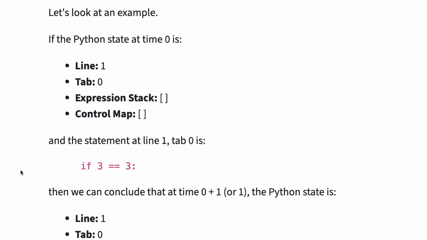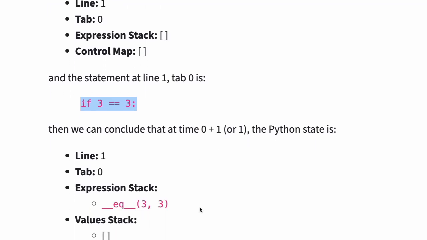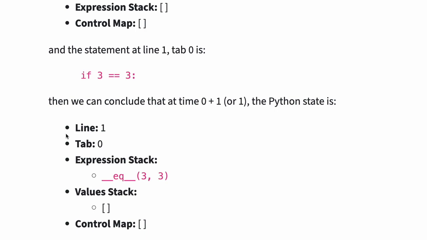Let's look at an example. If the Python state at time 0 is line is 1, tab is 0, expression stack is empty, and control map is also empty, and the statement at line 1, tab 0 is if 3 is equal 3, then we can conclude that at time 0 plus 1, or 1, the Python state is as follows. Line and tab are unchanged, and we push the test into the expression stack. We initialize the value stack.